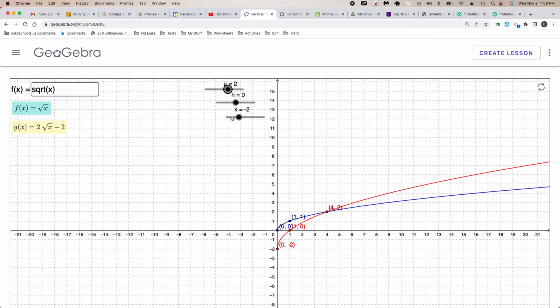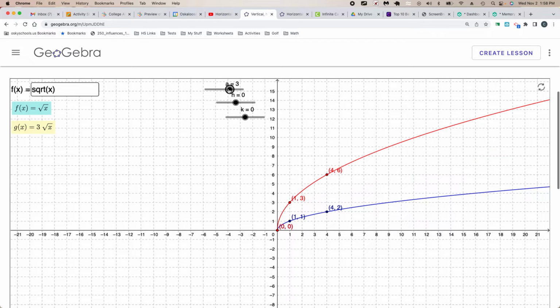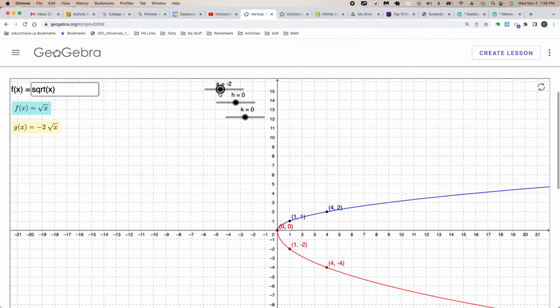I'm going to make k back to 0. What that does is cause a vertical stretch. As I increase this, my square root function stretches vertically. And if I change that to a negative value, it's still stretching vertically, but the negative value on the leading coefficient, this negative 5, is causing it to reflect from the positive side, above the x-axis, to the negative side, which is below the x-axis. So we are reflecting across the x-axis.